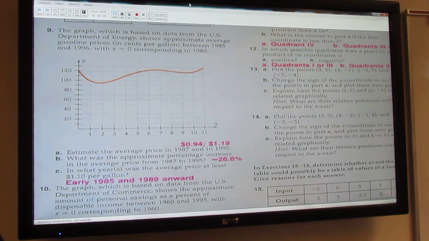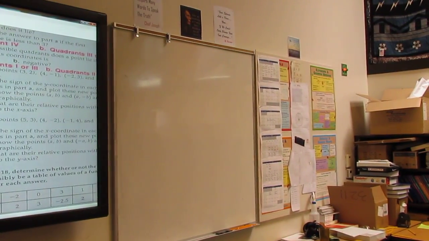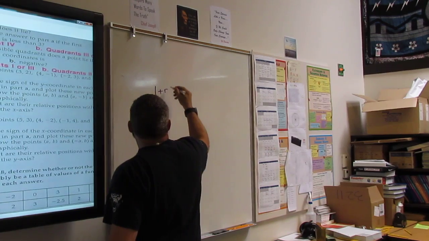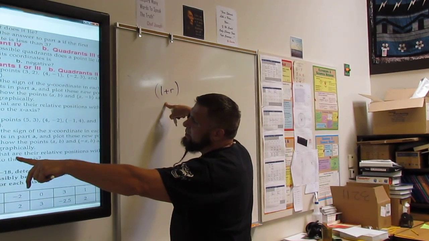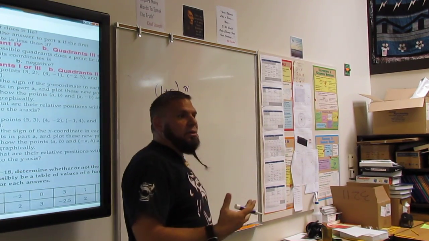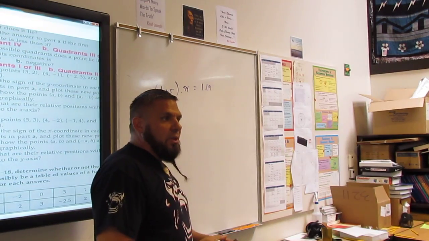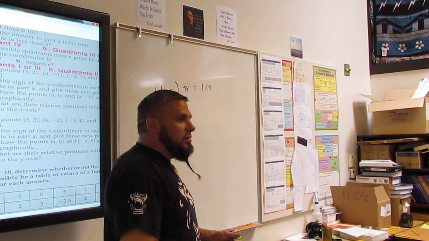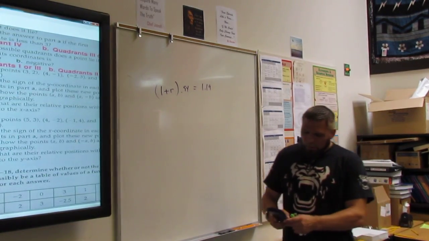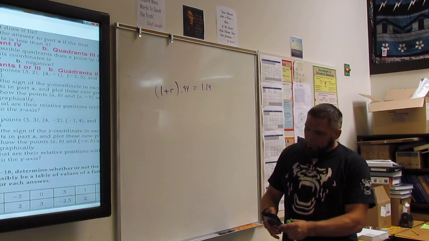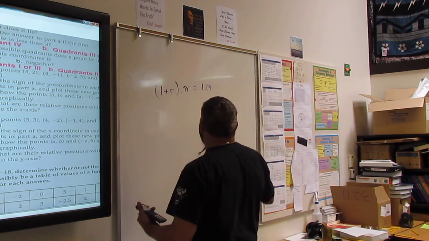The way you find this out is you say 1 plus R, so let's go over here so we can see. 1 plus R, right, times the original, which is 0.94, right, should equal 1.19. Yeah? And then how do I figure that out? I divide it, right? Okay, so I divide it. 1.19 divided by 0.94 equals 1.26. Is it looking familiar?